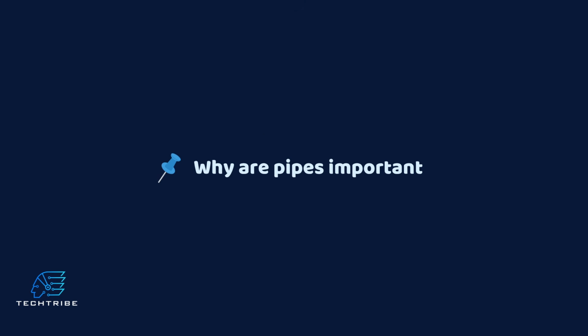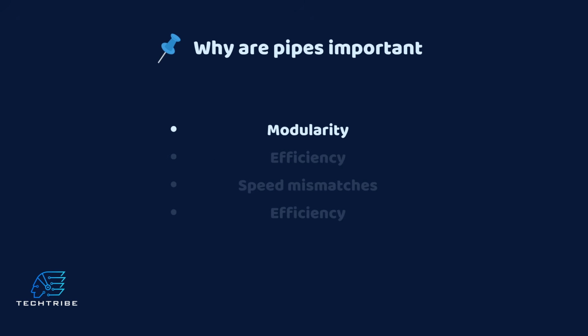And why are pipes so important? First, they offer modularity. They allow specialized programs that can do something really well to chain that data to another program or process efficiently. Instead of one massive program, you get reusable components.